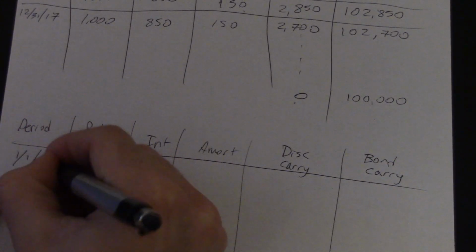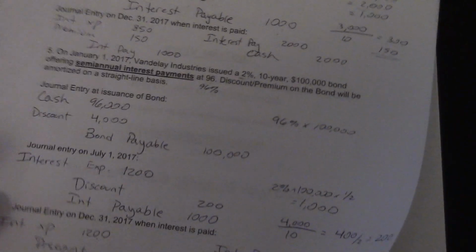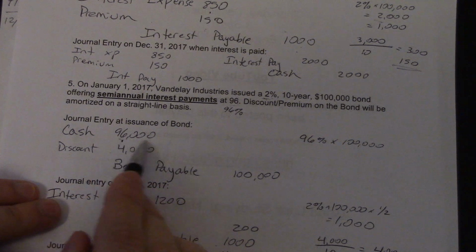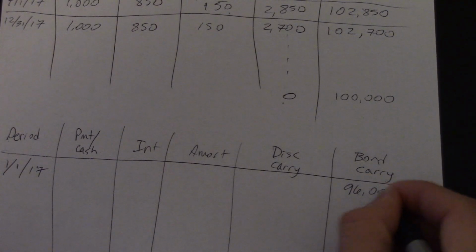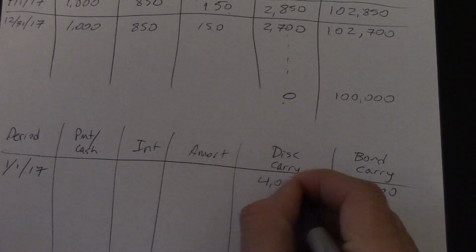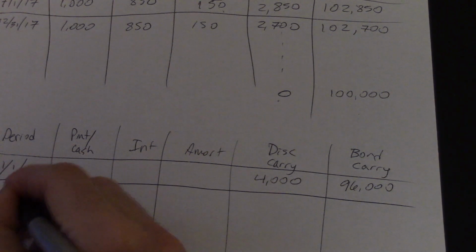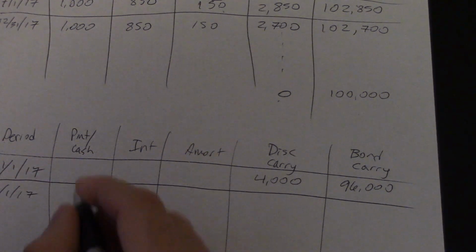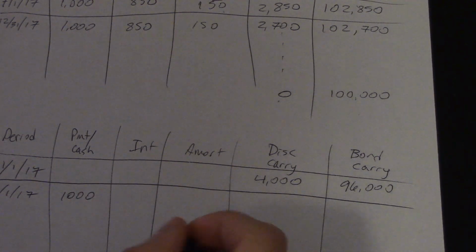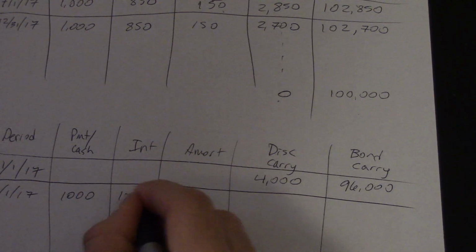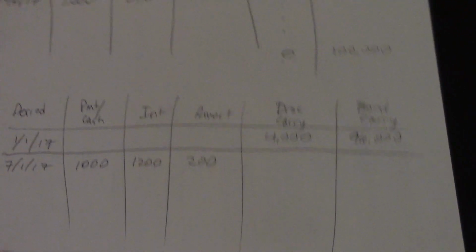So on 1/1/17, if we go back to our original problem, the price was $96,000 and we had a discount of $4,000. So there's our bond's carrying value and a discount of $4,000. 6 months later, we have a payment, and if you look back at your journal entry, we have $1,000 interest payable. Our interest expense is $1,200, and our amortization of the discount was $200.